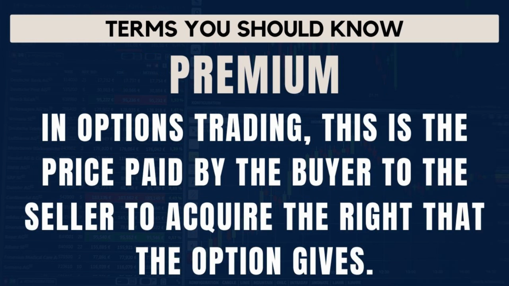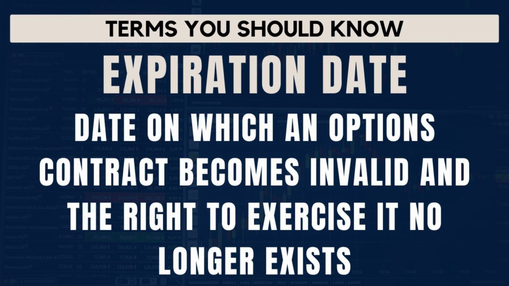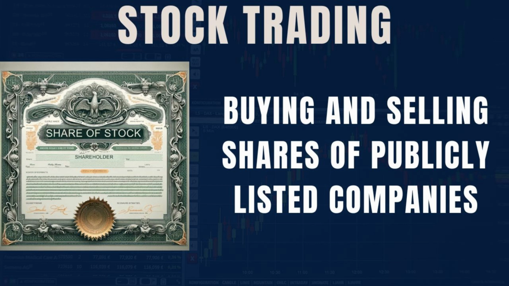A premium, and this is in options trading, is the price paid by the buyer to the seller to acquire the right that the option gives them. And an expiration date, this is the date on which an options contract becomes invalid and the right to exercise it no longer exists. So, stock trading just involves buying and selling shares of publicly listed companies.